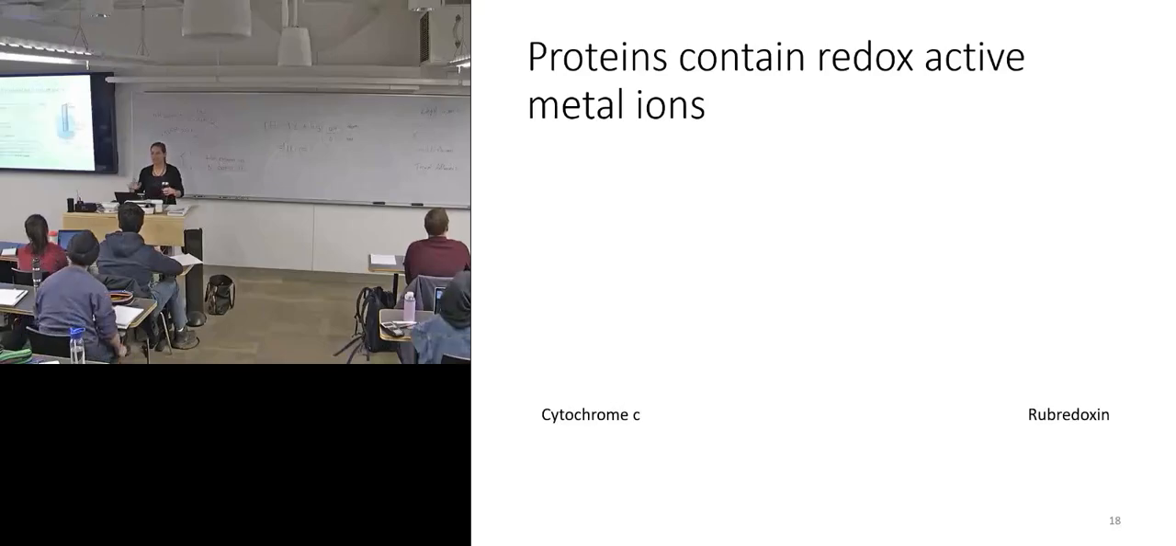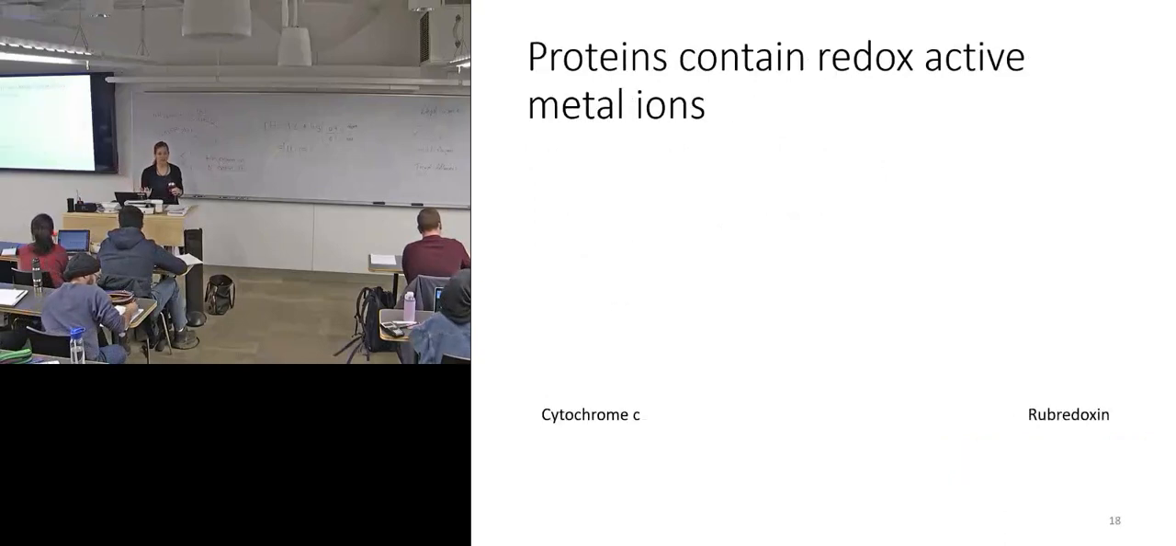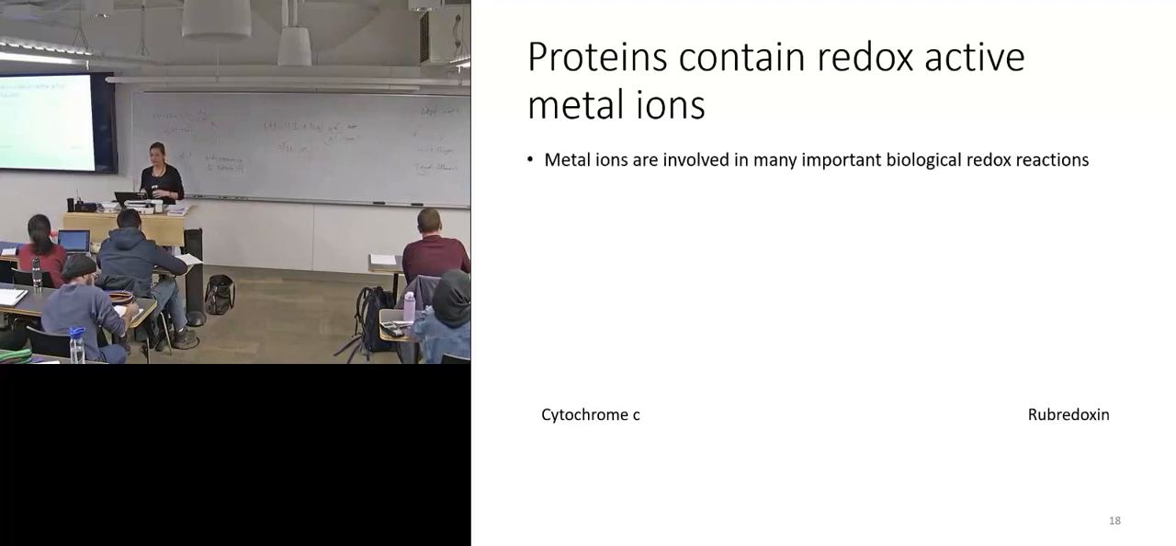Okay, so when we talk about redox, we talk about these metallic ions. Metal ions are relevant in biology. What was an example of a protein that we saw, not cytochrome C or redoxin, that had a metal ion? Hemoglobin and myoglobin, right? We had an iron atom attached to a heme. Perfect. So metal ions are involved in many important biological redox reactions.